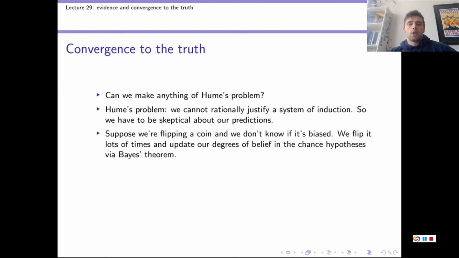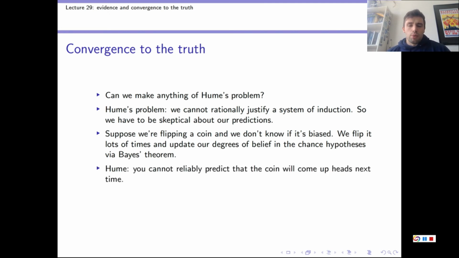Now, suppose we're flipping a coin and we think it's biased, but we don't know which way. Perhaps we think it's biased towards heads or it's biased towards tails. We flip the coin over and over again, and we update our degrees of belief in the chance hypotheses, just like we were talking about last week, via Bayes' theorem. What we said last week was that if you believe that the coin is biased in favor of heads, so that the chance the coin comes up heads, for example, might be 2/3, then your degree of belief in the statement that the chance the coin will come up heads is 2/3 gets closer and closer to 1 in the long run. That was the weak law of large numbers.